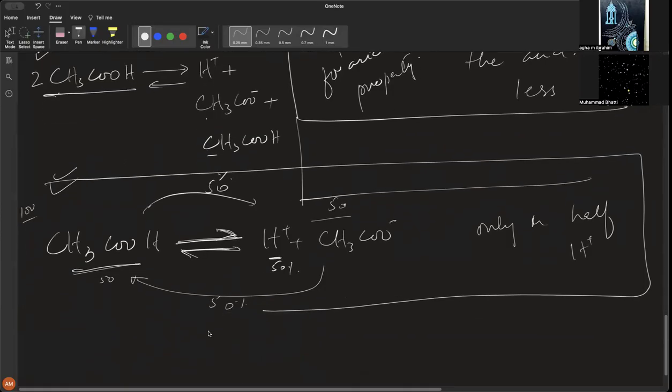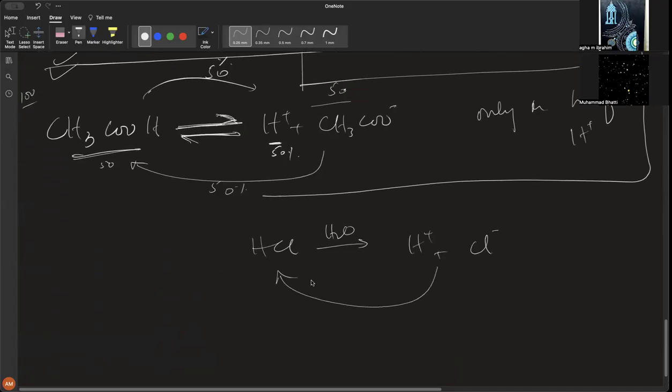Strong acids always have a forward, irreversible reaction. Once they are converted into H positive ions, they are not going to reassociate anymore. If HCl has been placed in H2O water, it has become something like this. It's never going to go back, never going to reassociate. But with a weak acid, half of them are going to reassociate, and only half of them will be left. Is this clear?